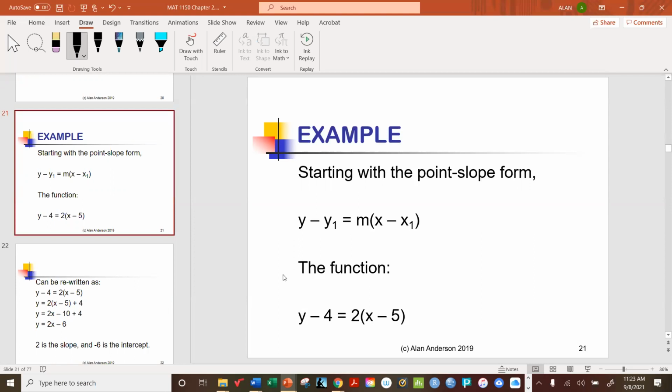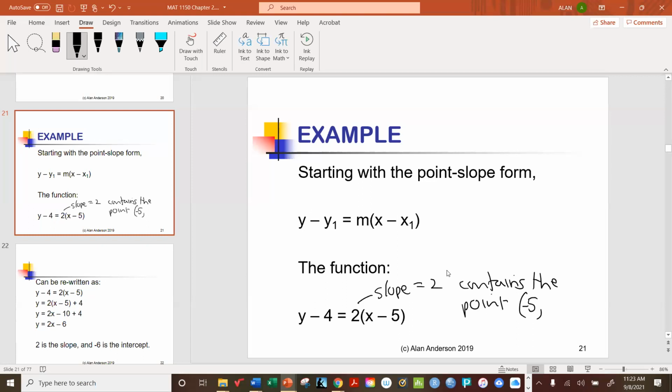Ooh, y minus 4 equals 2x minus 5. That doesn't look like anything we're familiar with, does it? But what it tells us is that this function has a slope of 2, and it contains the point 5, comma 4. Sorry, that would actually be positive because we're subtracting it. Now, just out of curiosity, I want to see how Symbol Lab reacts to this.